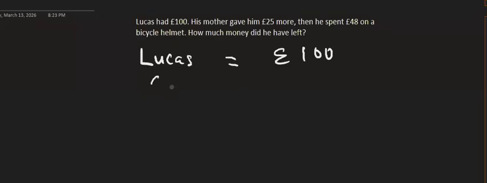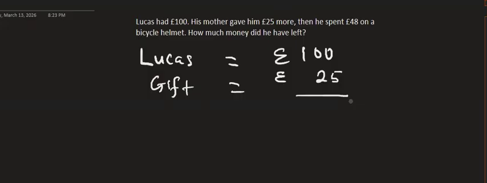So let's see the money Lucas had, right? So let's take it again. Lucas had 100 pounds, right? And the mother gave him another 25 pounds. So the mother gifted him another 25 pounds. So the gift was 25 pounds. So we add 25 to 100 pounds, right? So let's add that together to know the total amount that he had.